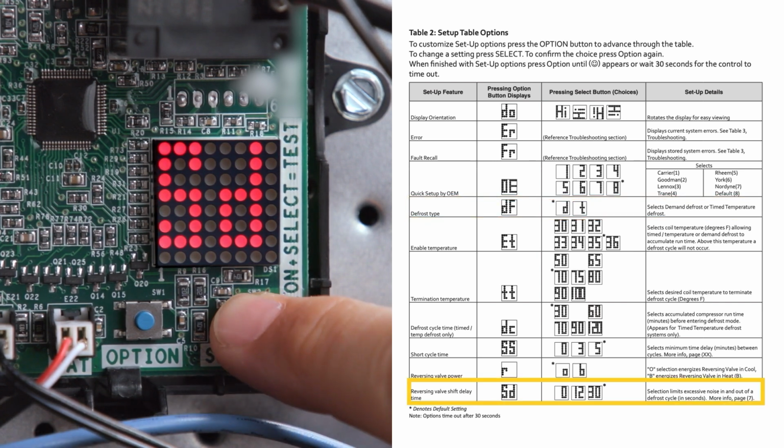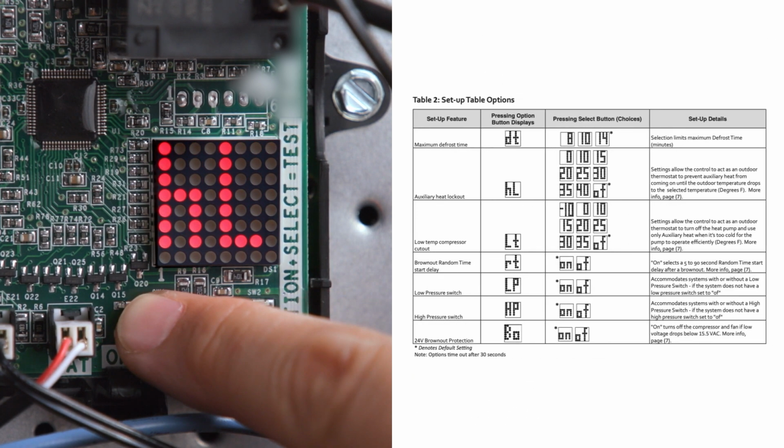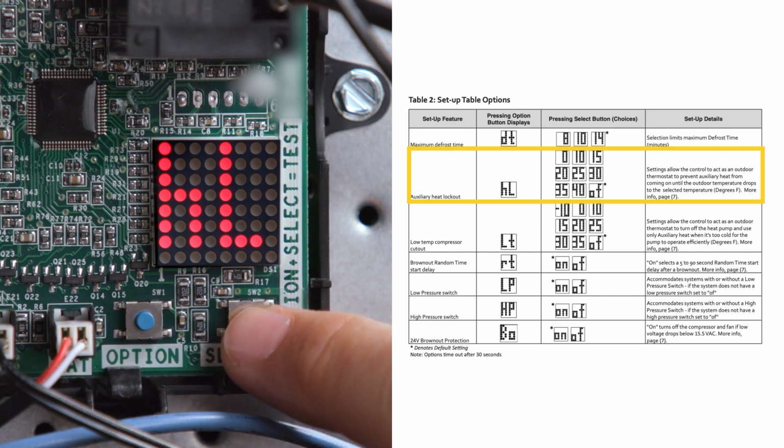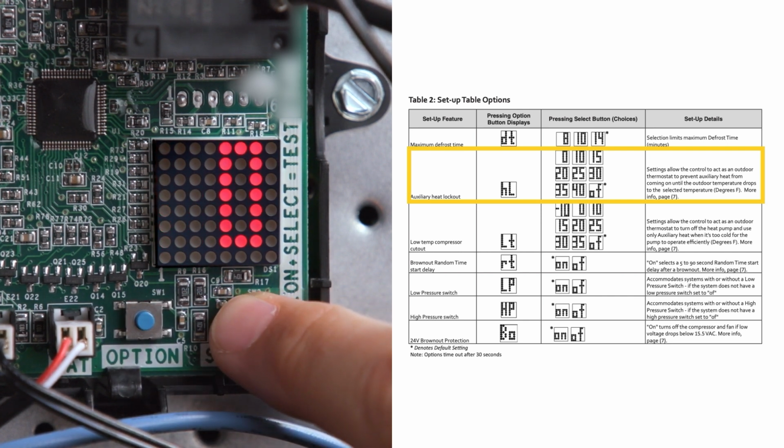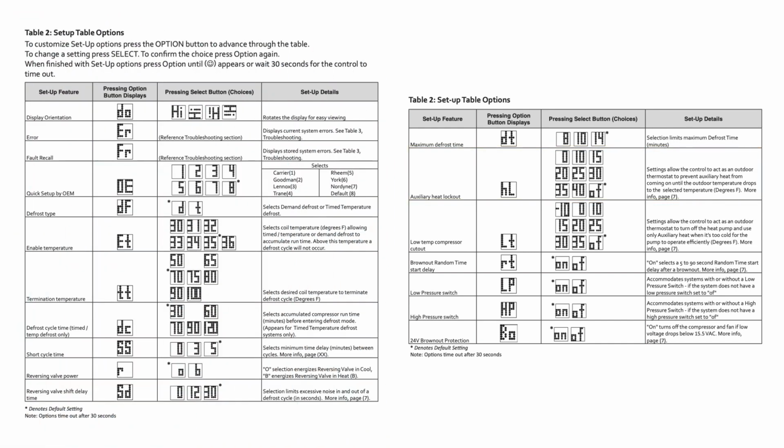The reversing valve shift delay feature can be set between 0 and 30 seconds. This limits excessive noise during reversing valve shifting. Auxiliary heat lockout allows the control to act as an outdoor thermostat to prevent auxiliary heat from coming on until the outdoor temperature drops to the selected temperature. This built-in feature allows for energy code compliance in areas requiring an outdoor thermostat. Refer to the instruction sheet for all 16 features that can easily be customized during setup.